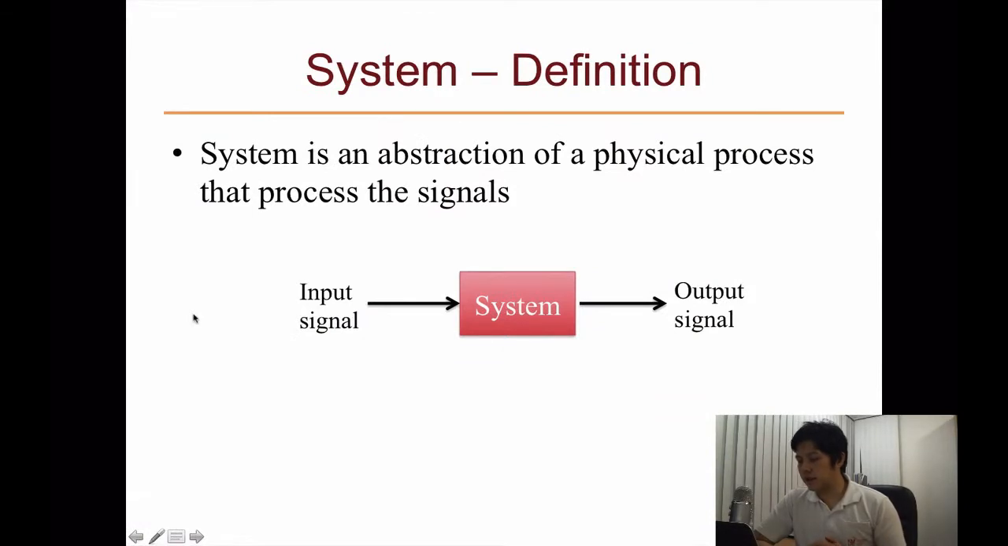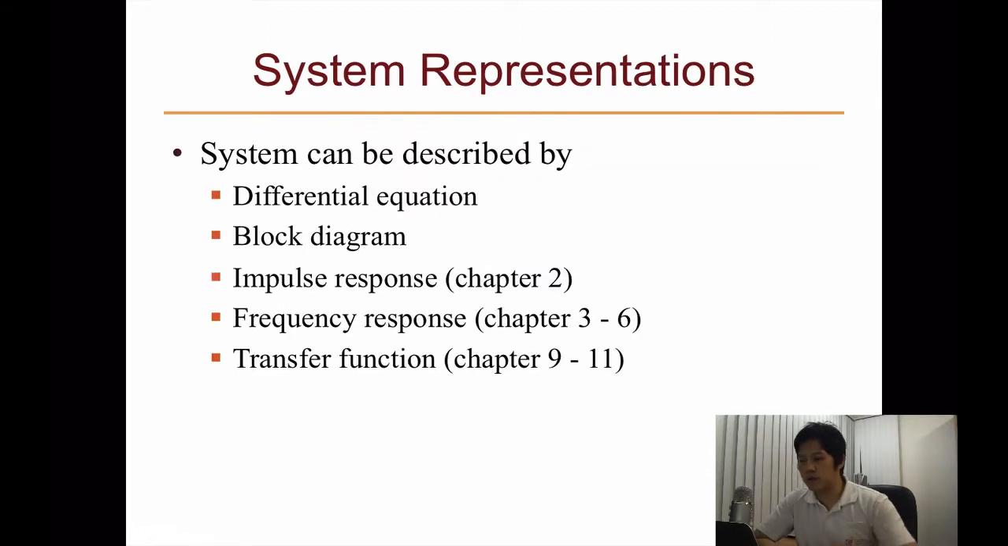Let's begin the lecture. Systems is an abstraction of a physical process. It processes the input signals and produces an output signals. So we can write it as this flow, that is, the input is fed into the system and the system reacts to the input and responds with the output. So the terms response and output are used interchangeably. You can use either of them to tell that this means the output. We can represent systems in different ways.